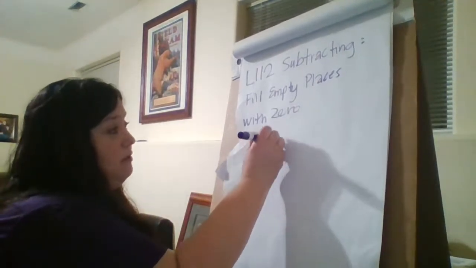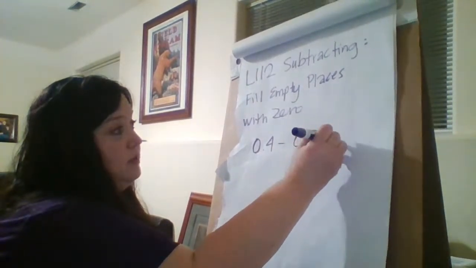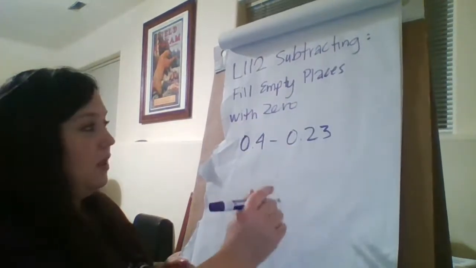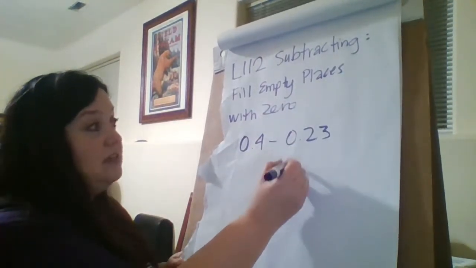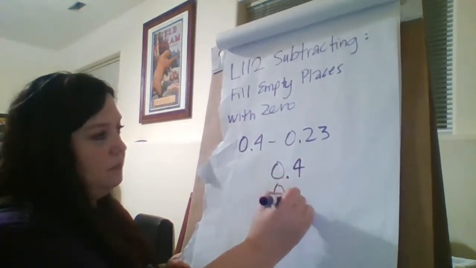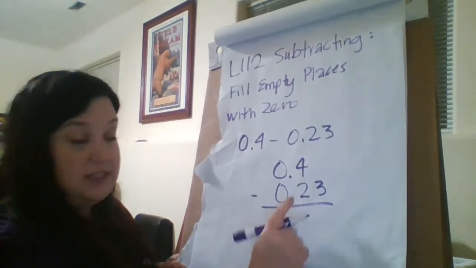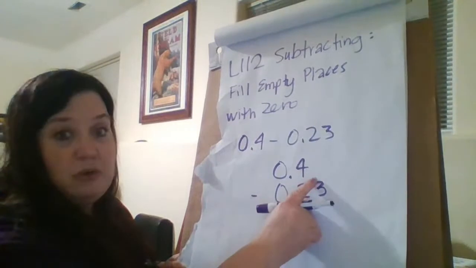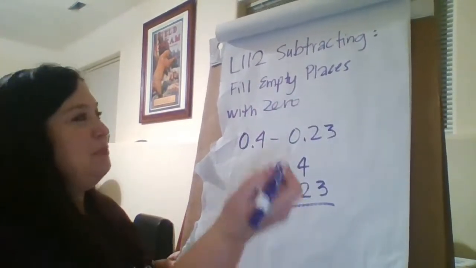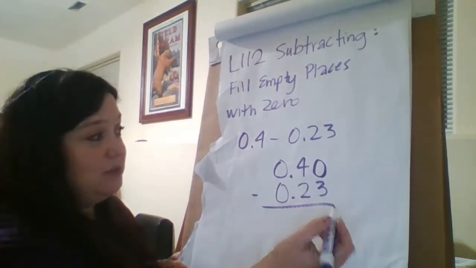We're going to go 0.4 and we're going to subtract 0.23. So we have 4/10 and we have 23 hundredths. Okay, so what we're going to do is first we need to line up the decimal places, right? Okay, and subtract. Are decimal places lined up? They are, but what do you notice over here? There is an empty place. Yeah, good job. Okay, so what we're going to do is put a 0 over here to fill it up so we can go ahead and do our regular subtraction.